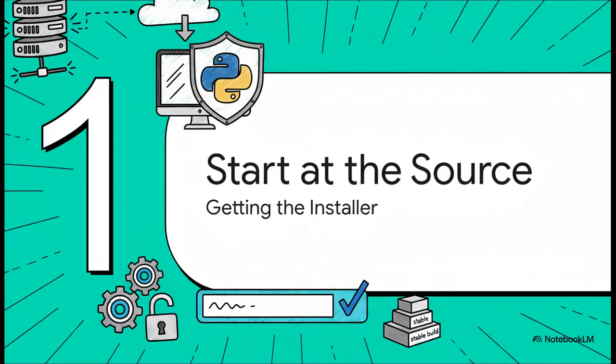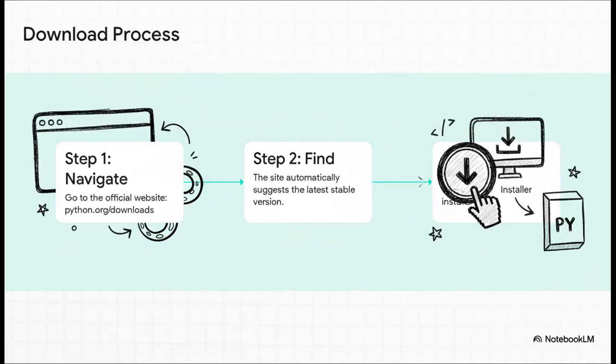First things first, we have to download the software. And here's a pro tip for any programming tool. You always want to go directly to the official source. This makes sure you're getting the clean, stable, and legitimate version without any weird surprises. It's honestly as easy as it looks. Just open up your web browser and head straight to python.org/downloads.